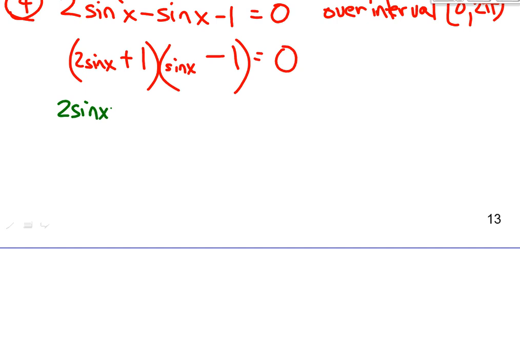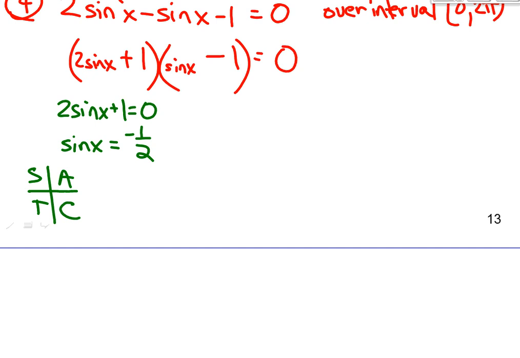So the first one's 2 sine x plus 1 equals 0. So the sine of x is going to equal what when I solve for it, positive or negative 1/2? Negative 1/2. So the sine of x is negative 1/2. And then this is like a way long time ago problem. We do our little all students take calculus. We ask ourselves, where is sine going to be negative? It's positive there, it's positive there. So our two angles are going to be in the third and fourth quadrant.